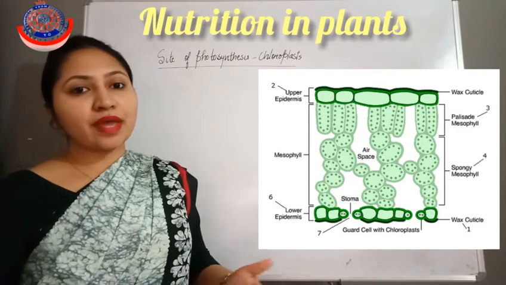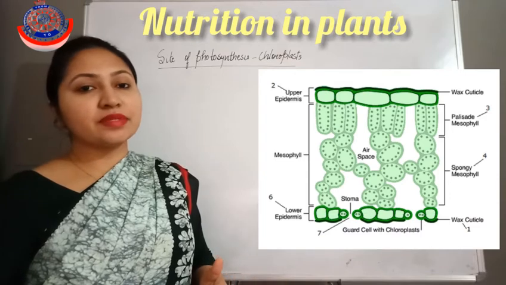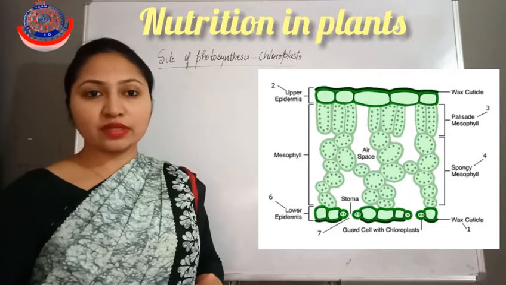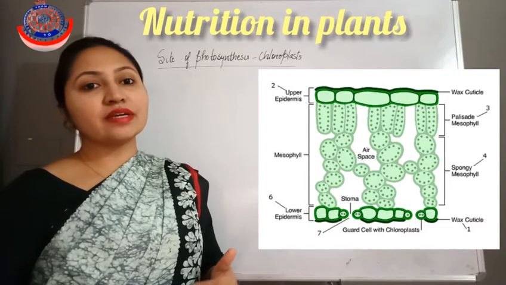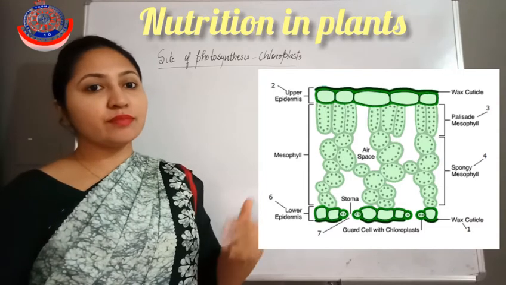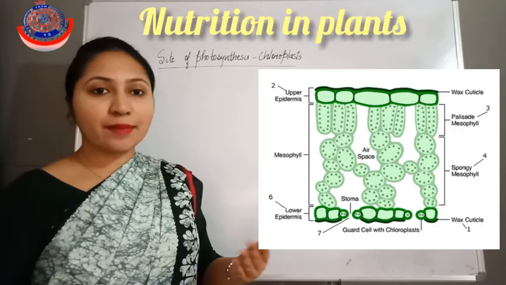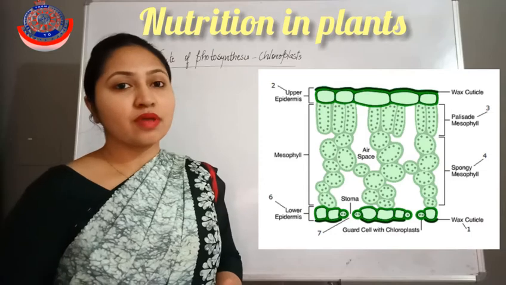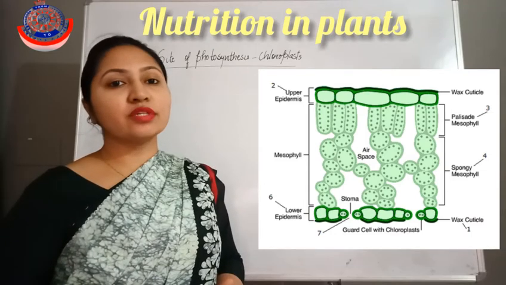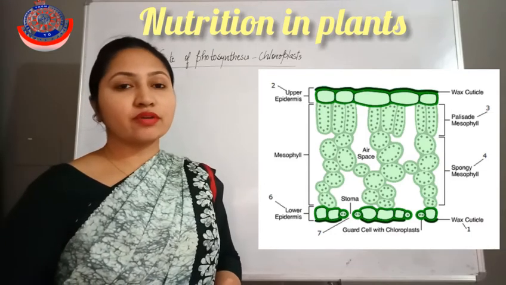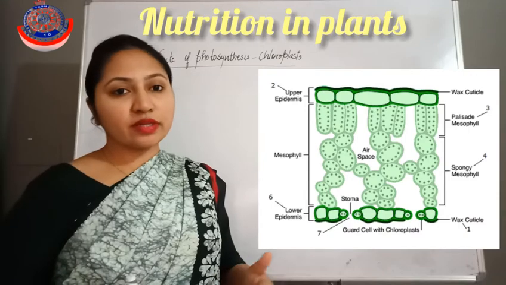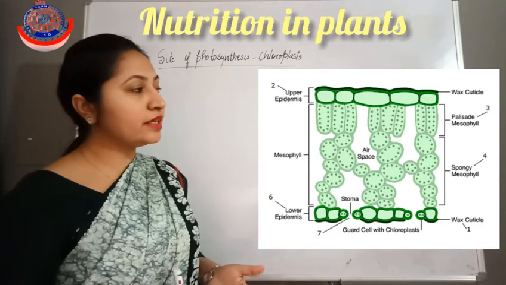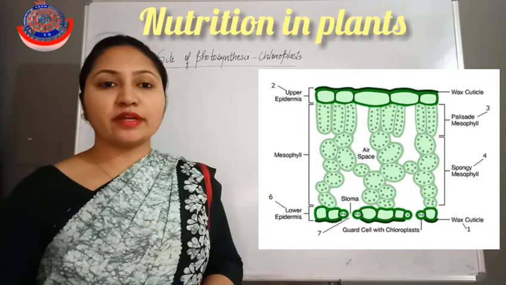Okay, so the upper epidermis and lower epidermis contain stomata, but in the monocot leaf, the stomata are equally distributed in both layers, means in the upper epidermis and in the lower epidermis region also. But if we discuss the dicot leaf, which has broad shaped leaves, in that case the lower region contains more stomata.